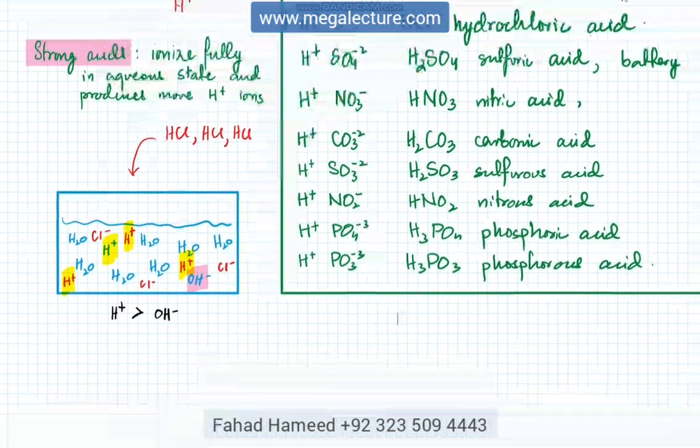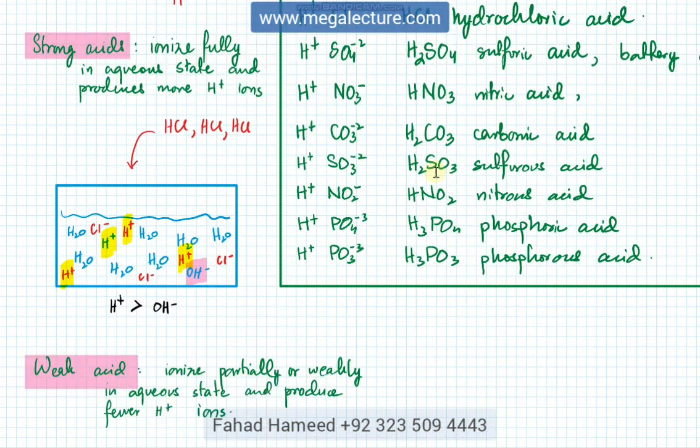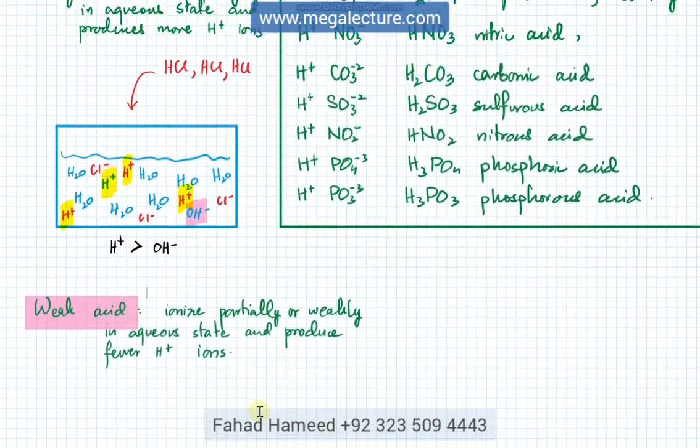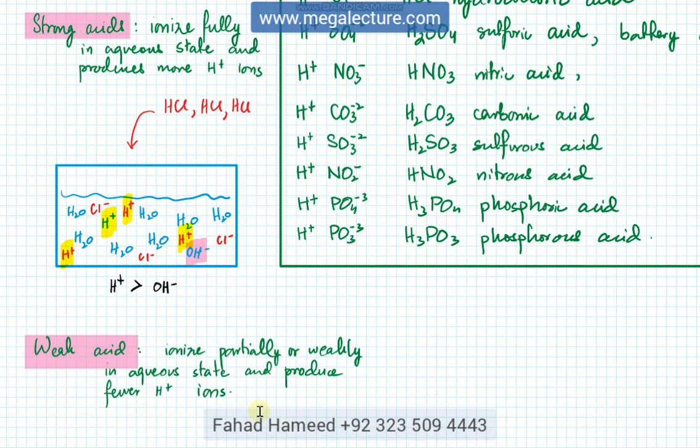Now we're going to talk about what a weak acid is. So the definition of a weak acid that you're going to write in your exam is that a weak acid ionizes partially or weakly in aqueous state and produces a lot fewer H+1 ions. An example of a weak acid in the list of acids that I've written over here is carbonic acid. That's definitely a weak acid.